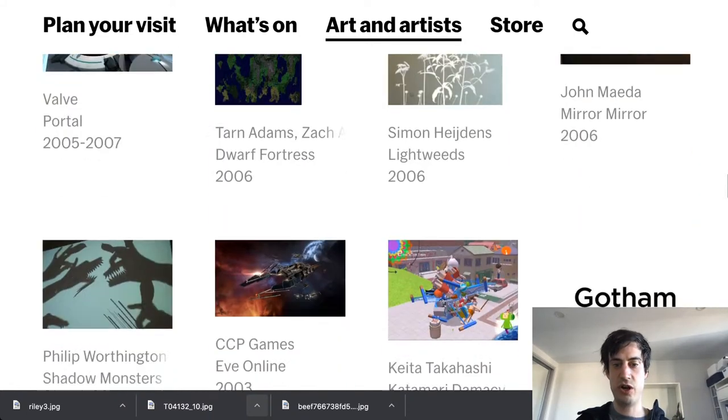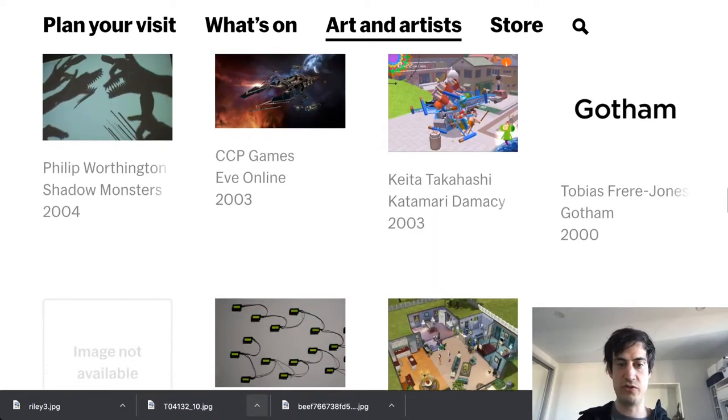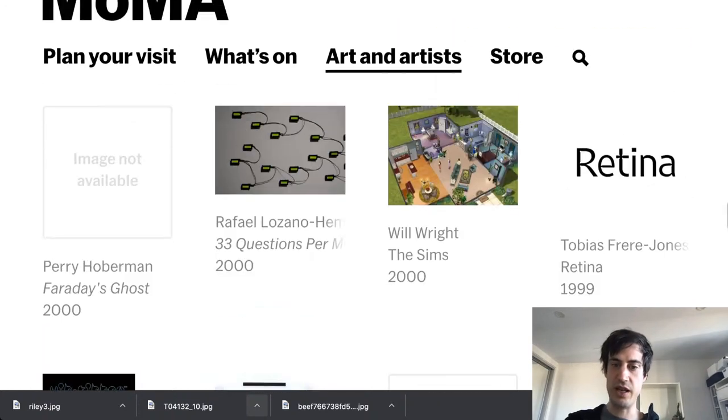So feel free to go through there. There's Katamari Damacy, Gotham. So they've got 72 software collections. And some of these are going to be familiar to you as games or software. Others are going to be like, so this is a wall installation sculpture thing by Raphael Lozano Hemmer. But here's The Sims.